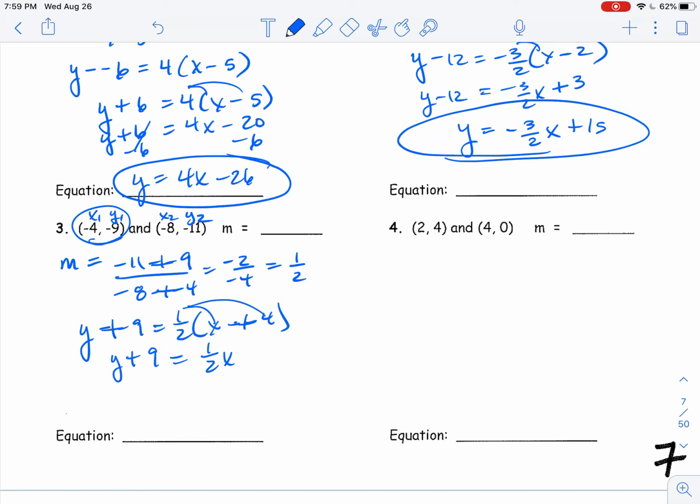If I distribute the 1/2 to the x, I get 1/2 x. 1/2 of 4 is 2. Subtract a 9 to both sides. And let's see, minus 9 there. Minus 2 minus 9 is negative 7. Okay.